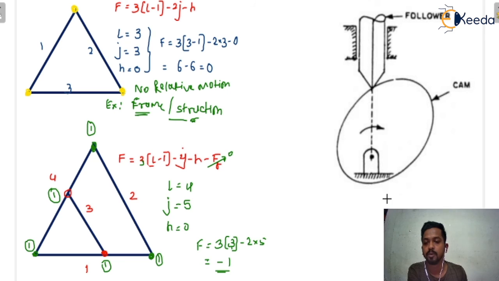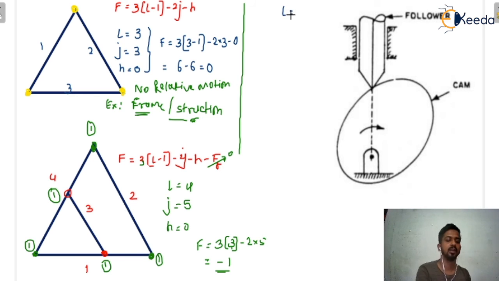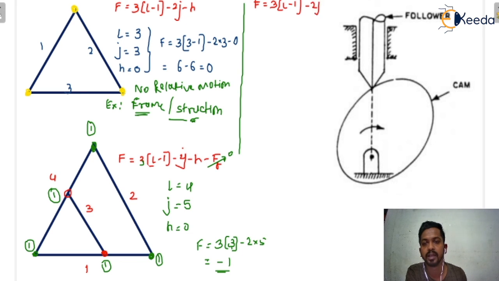Now the third example, that is important, because some changes are there in this question. Now first you have to calculate the number of links. First you need to write the formula again: 3 into L minus 1 minus 2J minus H. Say it again and again. What is L? That is the number of links. And what is J? That is the number of binary joints, and what is H? That is the number of higher pairs. Say it again and again, then you will be able to learn the things properly.